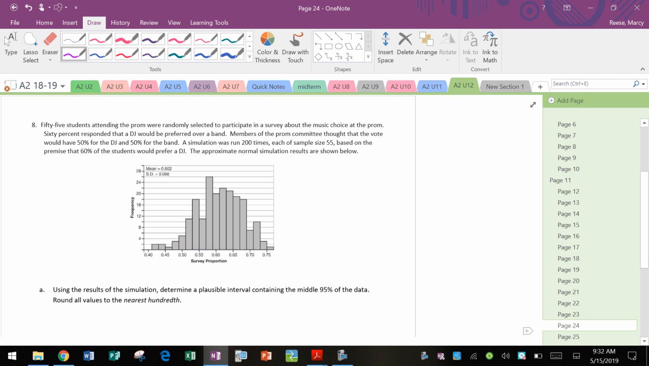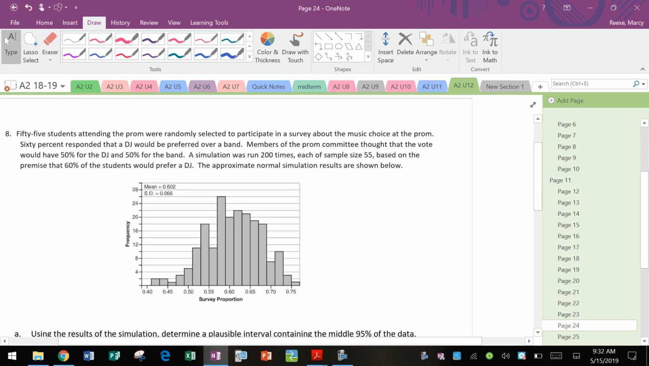Okay, now, there's another method. Remember, I told you there were 2 methods. So there's a margin of error method, and then there is using your standard deviation. Okay? So, 55 students attending the prom were randomly selected to participate in a survey about the music choice at the prom. 60% responded that a DJ would be preferred over a band. Members of the prom committee thought that the vote would have 50% for the DJ and 50% for the band. The simulation was run 200 times, each of sample size 55, based on the premise that 60% of the students would prefer a DJ. The approximate normal simulation results are shown below.